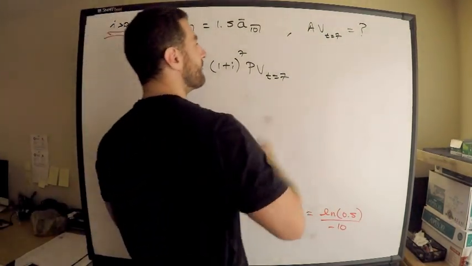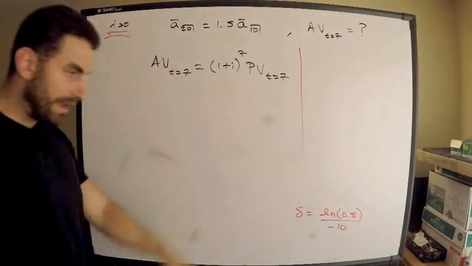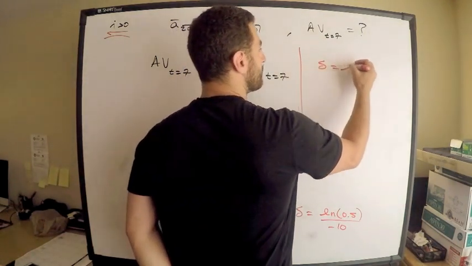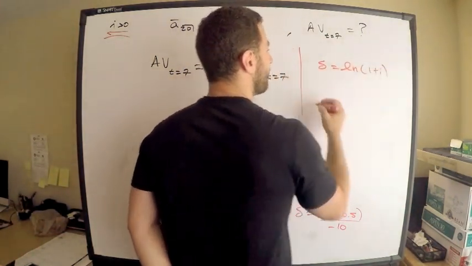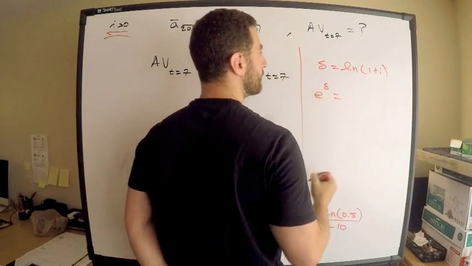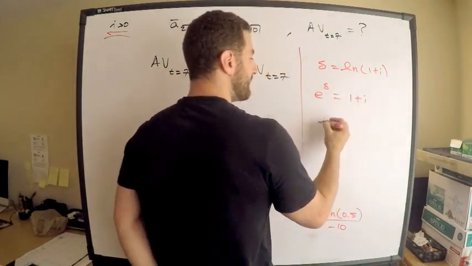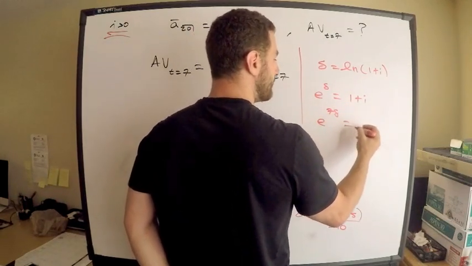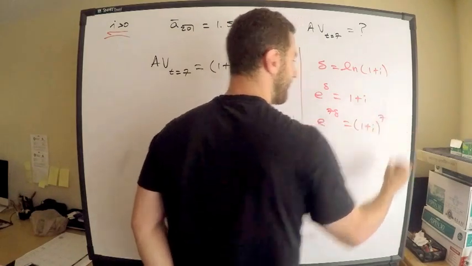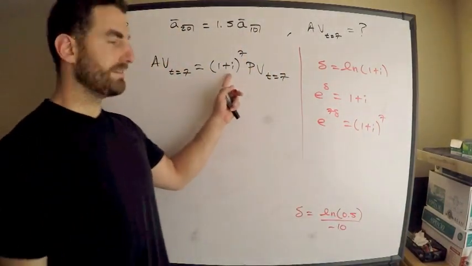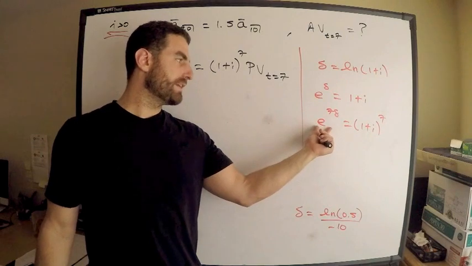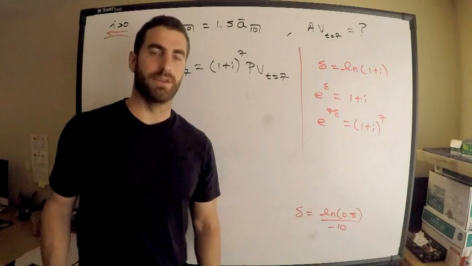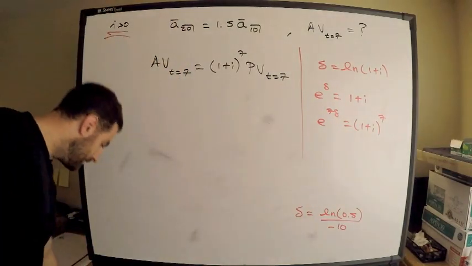We need to keep in mind the relationship. Again, I just erased it, but remember, we do have that delta is equal to ln of 1 plus i, which means e^δ is equal to 1 plus i, which means e^(7δ) is equal to (1 plus i)^7, right? So I'll replace this with my expression involving e as well as the formulation of delta I have here. So that will take care of it, and we'll be good to go.